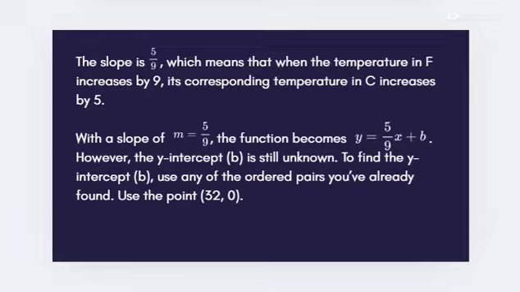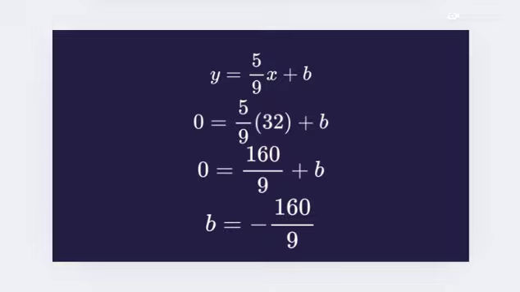To find the y-intercept b, use any of the ordered pairs you've already found. We're going to use the point (32, 0). So we take our formula that we've already figured out, y equals 5/9 x plus b, and we're going to plug in the points that we have, 0 for y and 32 for x.